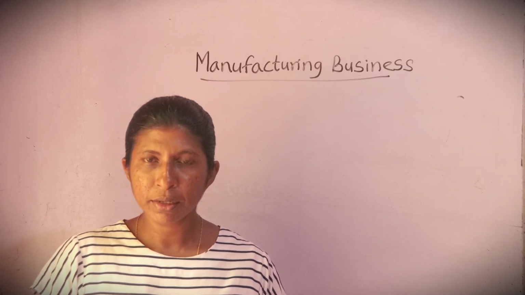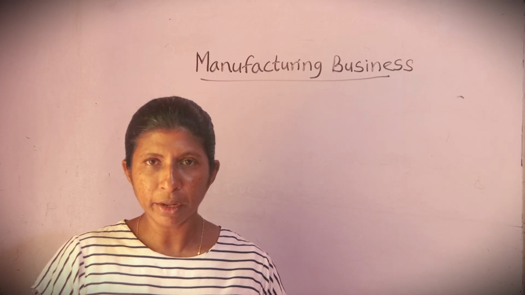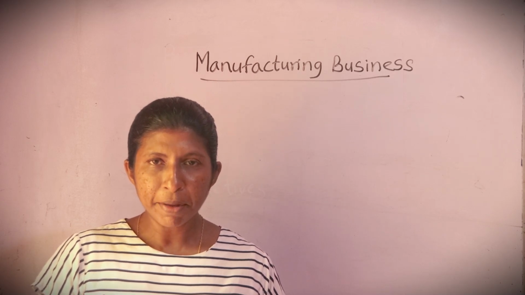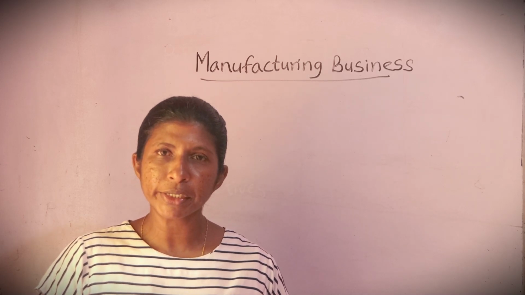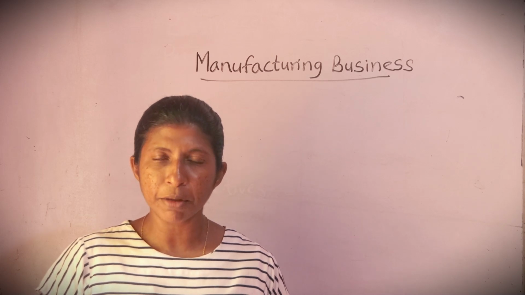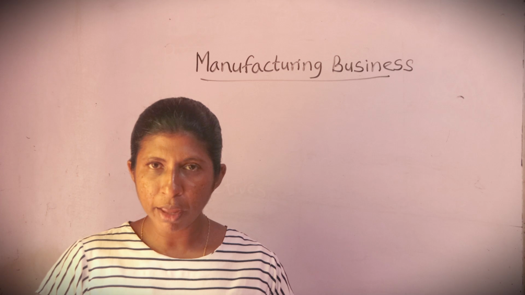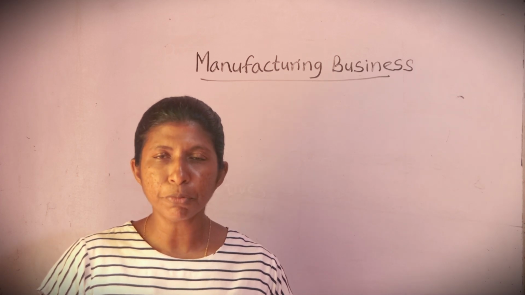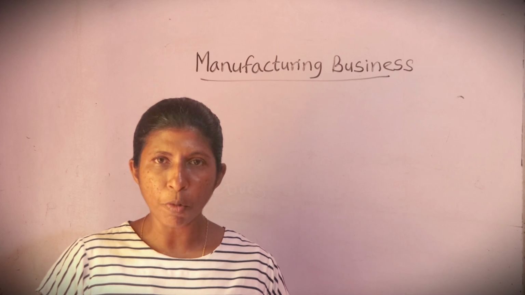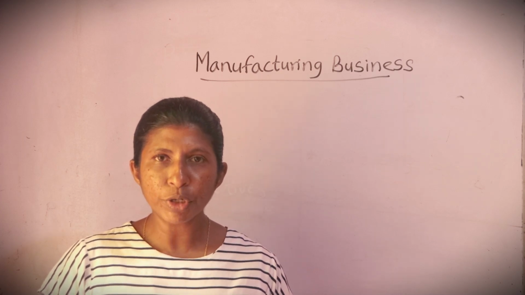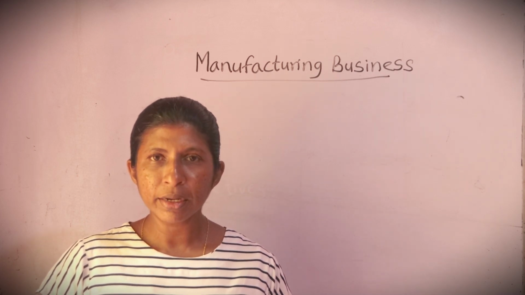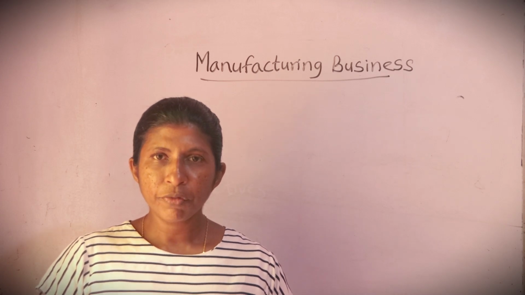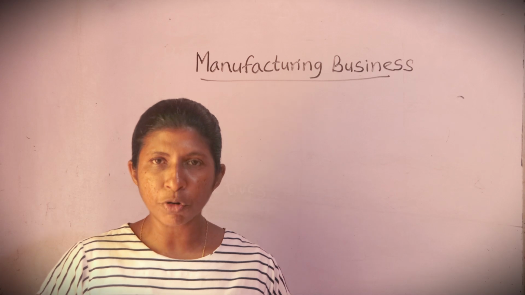Manufacturing business. If we take the word manufacturing, it means producing something. That may be a good or service. Some businesses are manufacturing goods and some businesses are manufacturing services. Therefore, this manufacturing is a process. It is using raw materials and providing goods and services as an output. Raw materials are an input, and goods and services are an output.